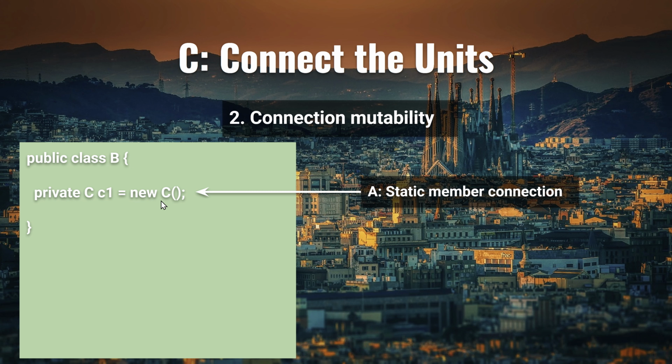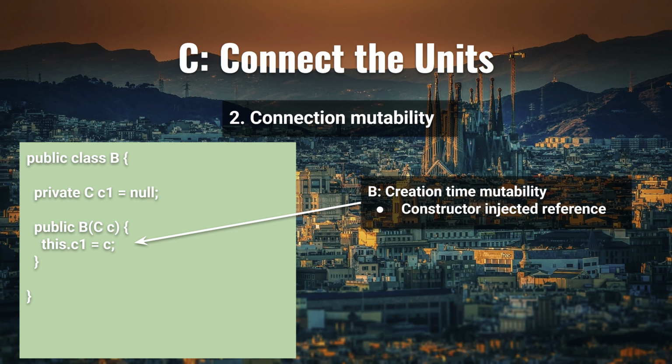Also, you cannot instantiate a subclass or anything else than that. It is just completely static. Once this C is instantiated, then this B instance here always refers to this C instance here. Of course, you could add methods that could make this more mutable, but in this example, as you can see, there are no more ways to change this C1 member variable here. So that is what I call a static member connection. And it means a hard-coded reference from B to C.